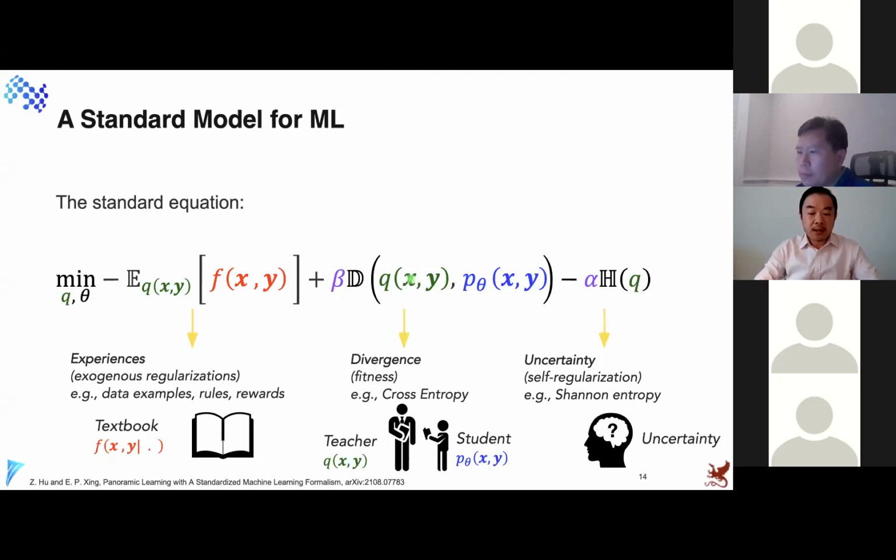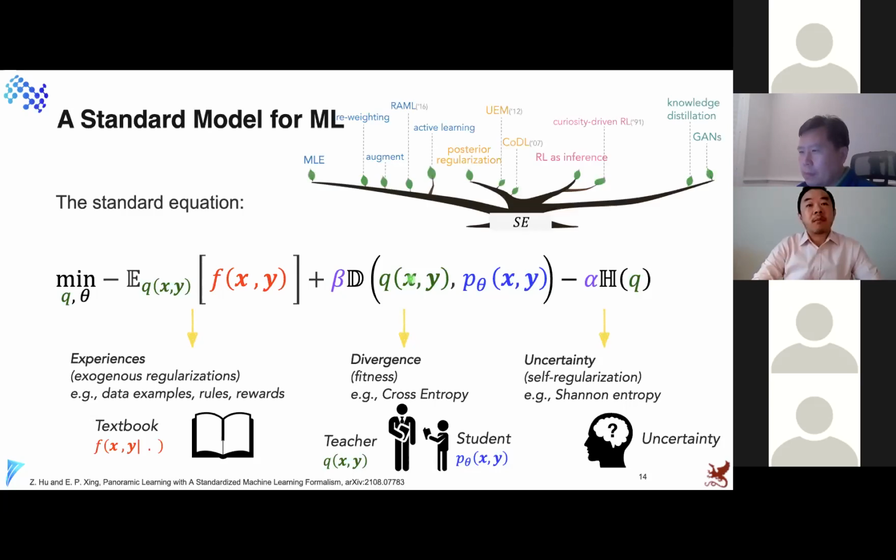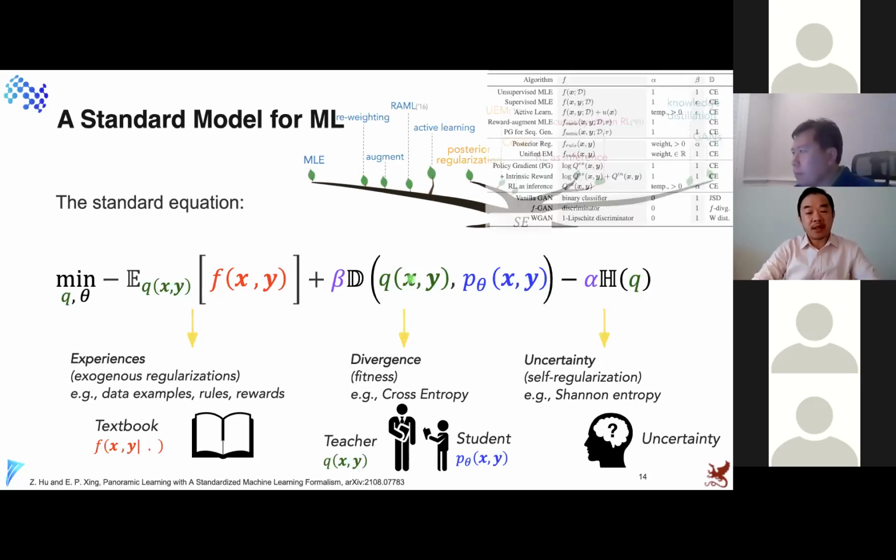It turns out that if you plug in different instantiations of the experience, the way of measuring divergence, and the way of measuring uncertainty, you can recover many, if not most, or even all of the known learning paradigms that we use in machine learning and AI. And here is a summary of a tree-like generalization of this equation to all the learning paradigms. And here we have a table showing how the instantiations look when you want to generalize. So let me walk through a few examples so that you can see how convenient it can be.